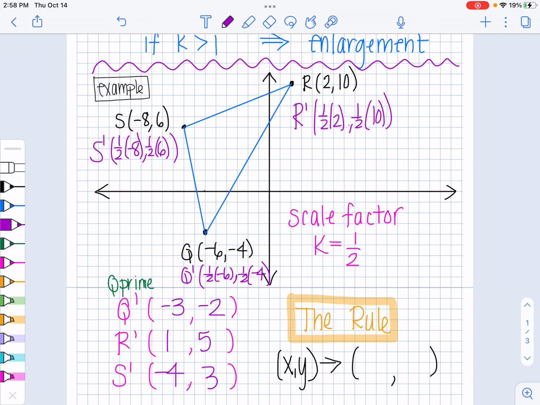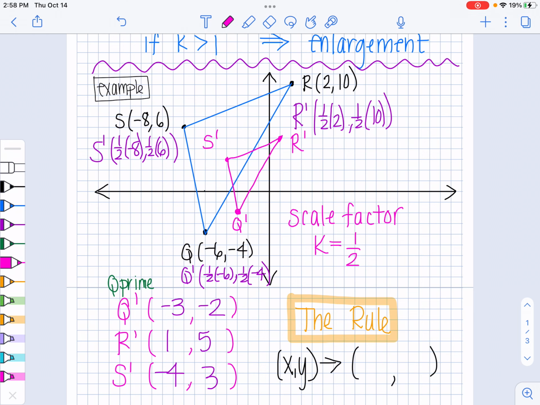Now you can go ahead and plot these points. We'll plot them in pink. I'm at -3, -2. This is going to be my Q prime. I'm at 1, 5. This is going to be my R prime. And S prime is -4, 3. You can see that your shape is half the size that it was.